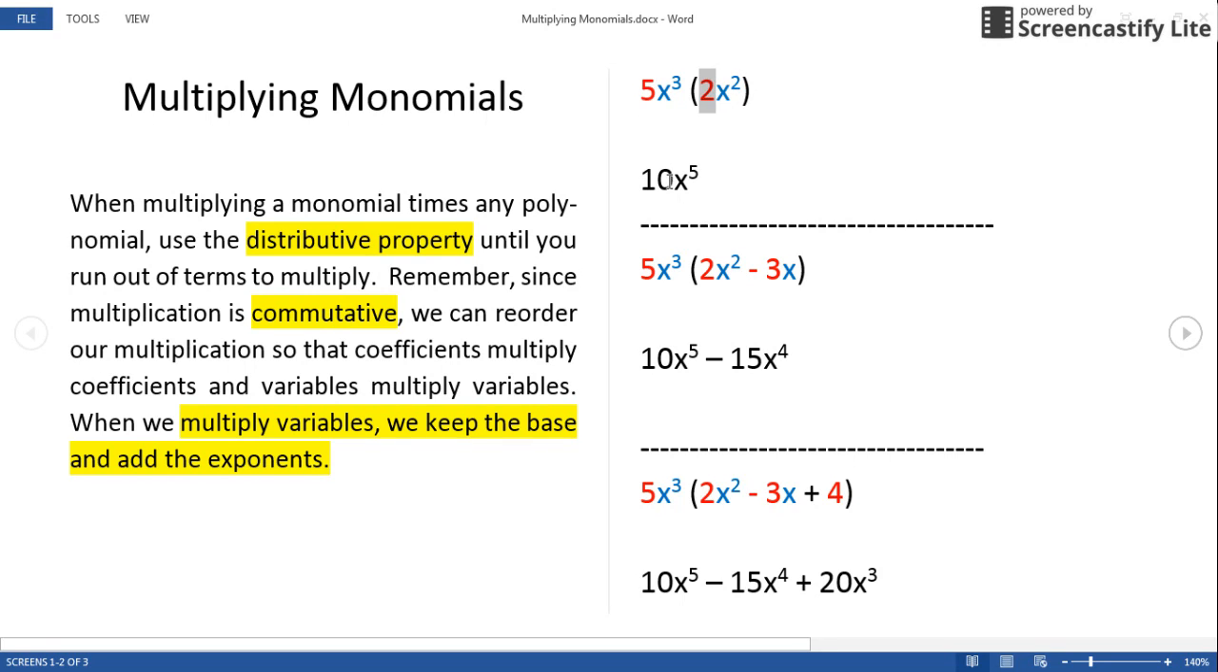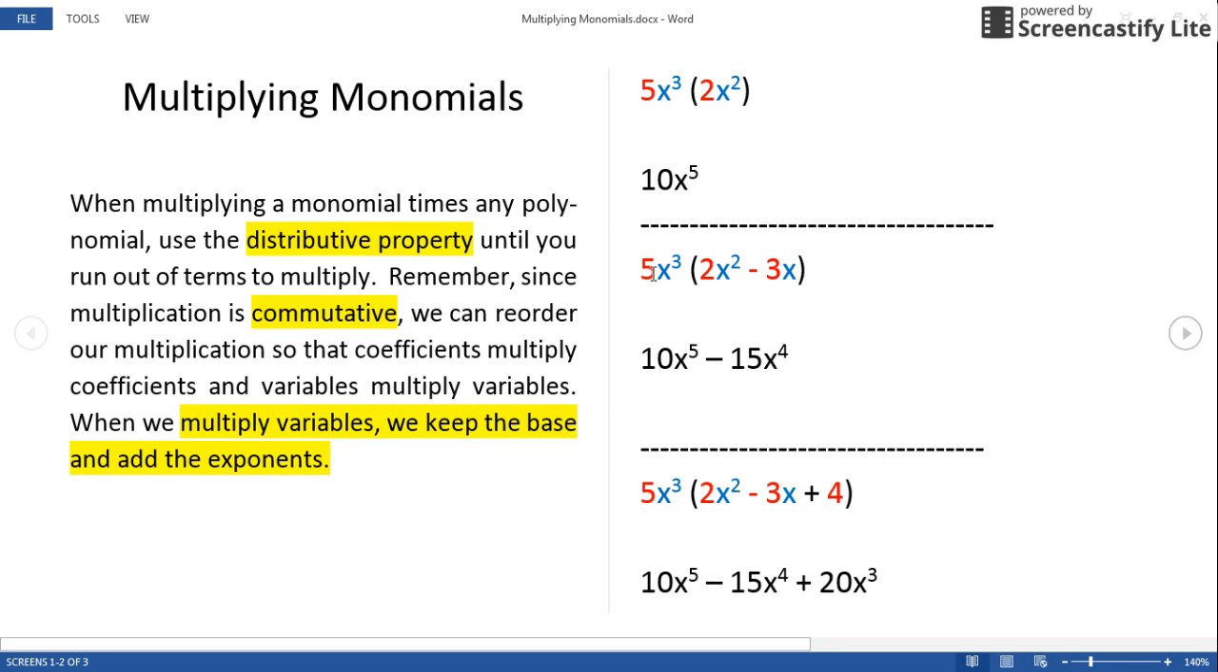5 times 2 is going to make 10. And as we multiply x cubed with x squared, we're going to keep the base and add the exponents. 3 and 2 together make 5. So 10x to the fifth is our product.